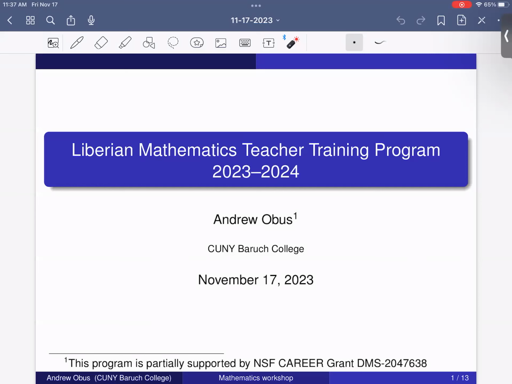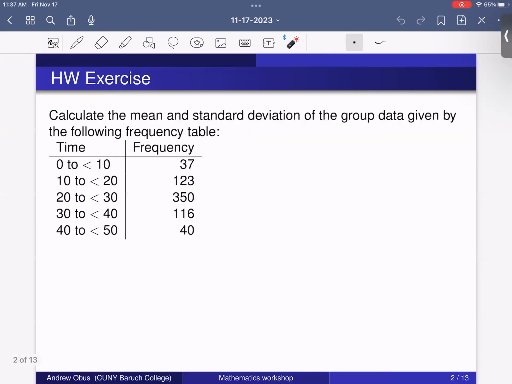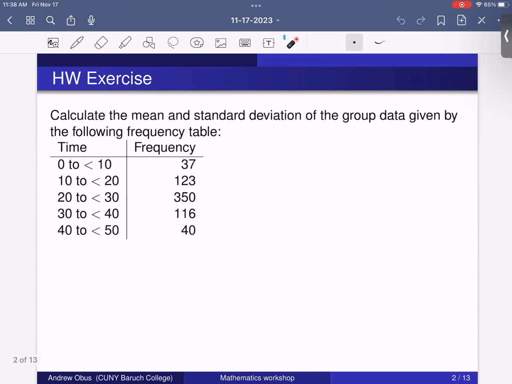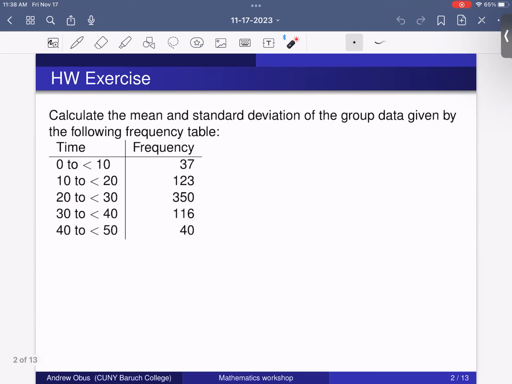But just to start off, I want to go back over this homework exercise about the mean and standard deviation of group data. We have a table over here with 5 different groups for our data, the amount of time it takes for something to happen. And then we have a frequency table, which says the number of measurements in each of these ranges.